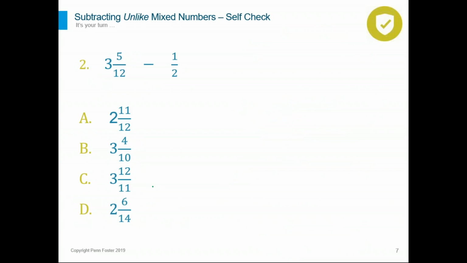3 and 5 over 12 minus half. It's a subtraction problem. So we have different denominators. We have to figure out what would be the common denominator first and then decide if we have to borrow or that's a simple subtraction problem. I'll leave you with that question. Take a minute or so, write down the problem, work on the common denominator, find it, rewrite your problem, and then decide.